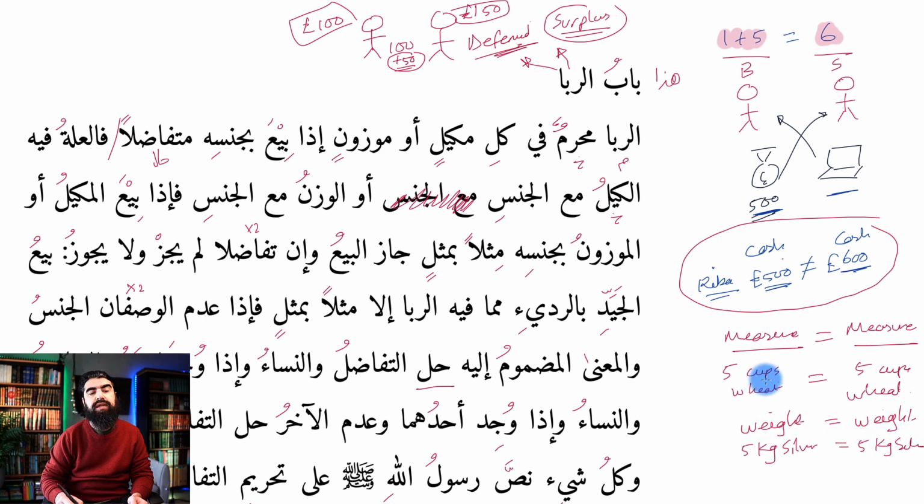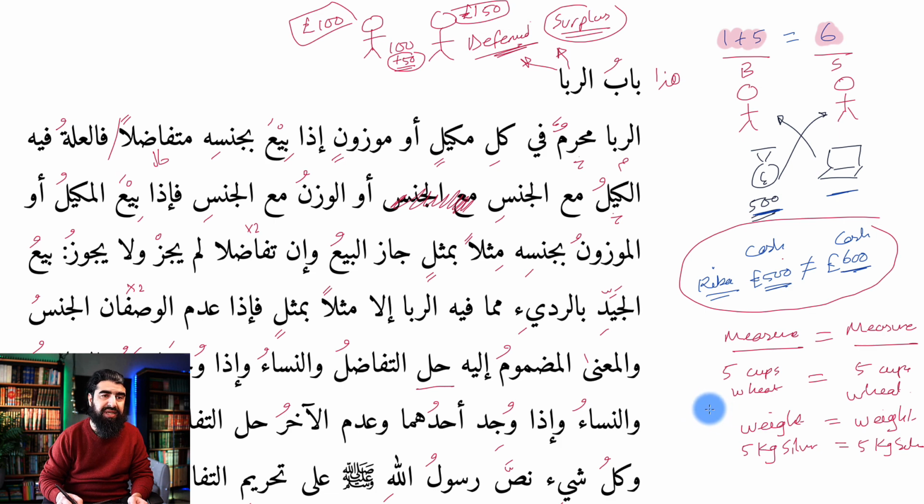Okay, so that's where you're not allowed to sell, for example, you can't say 6 cups of wheat for 5 cups of wheat, or 5 kilos for 6 kilos. That's clearly excess on one side, and that's not allowed. That's imbalance. So you can't do that. Where do we get all this from?